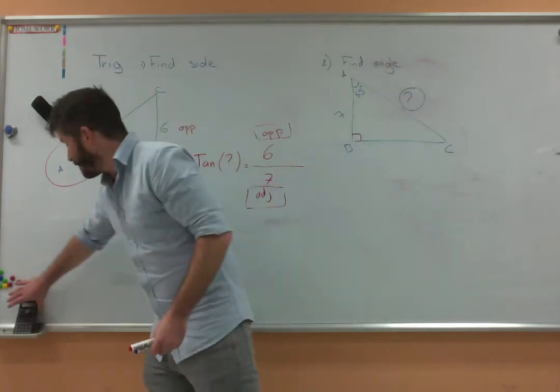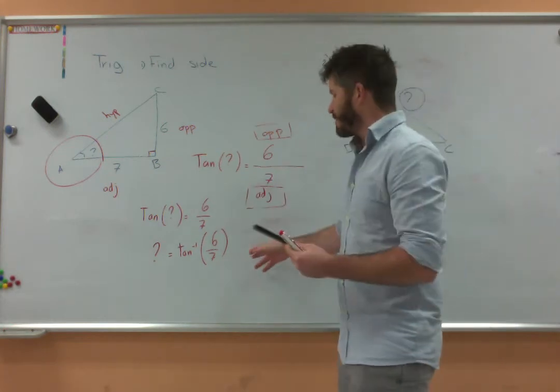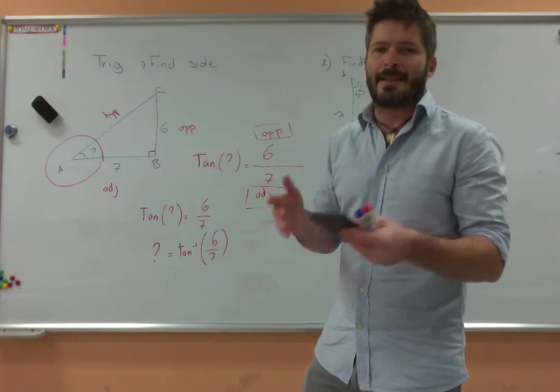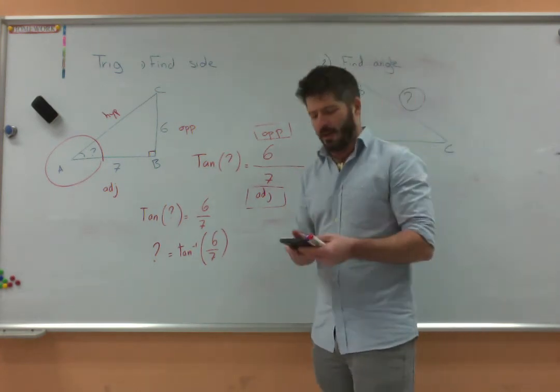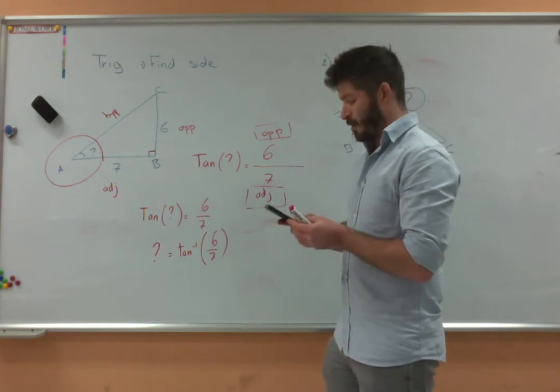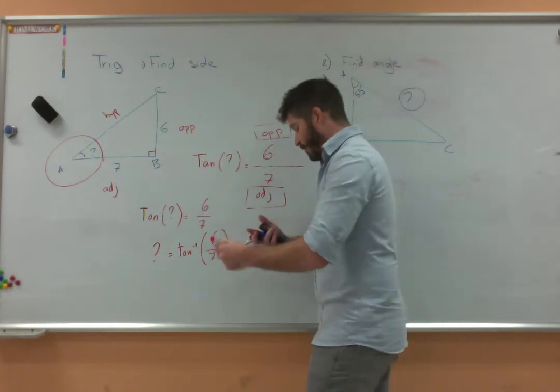So I'm going to grab it. We have it, and we try to locate where is my inverse tangent. It is usually the same button as tangent, but you have to use the shift button, depending on the calculator. So I'm going to do just that. Inverse tangent of 6 divided by 7, and I get an angle of 40.6.